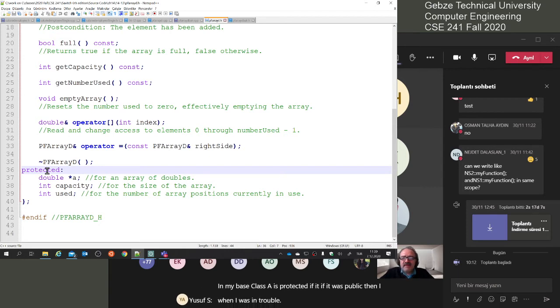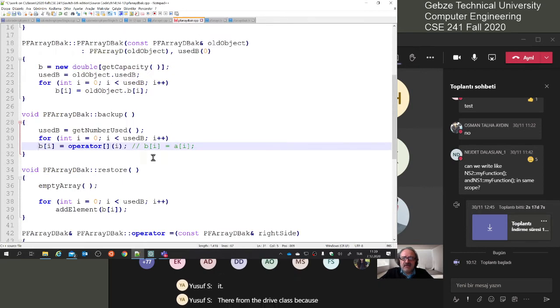Okay, it is protected. Since it is protected, we could access it from the derived class. So this notation is fine too. Instead of using this index operator, I am using the object, the data member A directly.